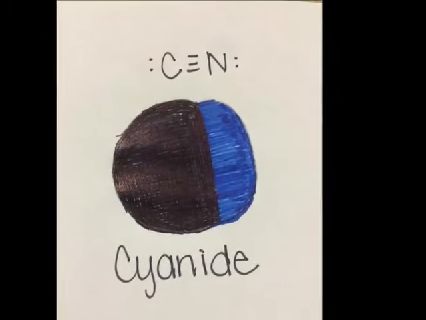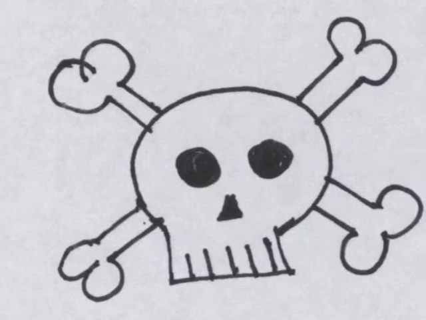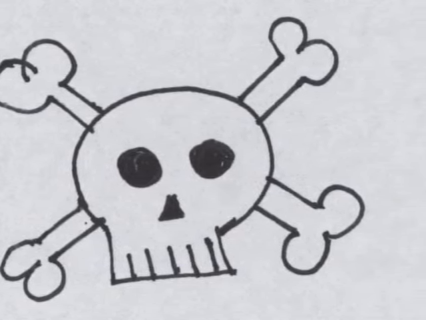Cyanide is a compound composed of one carbon and one nitrogen atom. It's toxic. Spies use it in movies as a suicide pill. It's a very dangerous chemical, but did you know it's actually found in apples?